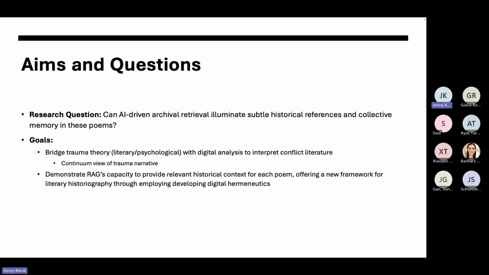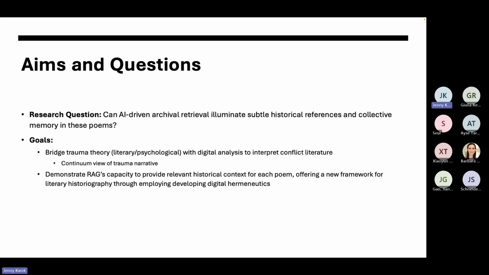So for today's sharing, these are my aims and key questions. The key overarching question is, can AI-driven archival retrieval illuminate us on highlighting some subtle connection between a specific poem with different historical events? Does it tell us something new? And to that extension, I'd like to understand, how can we reshape the whole trauma narrative by thinking of this conflict period, not in terms of standalone events, but rather as a non-linear and non-static narrative, where poems, they talk to each other apart from reflecting on their own experiences.